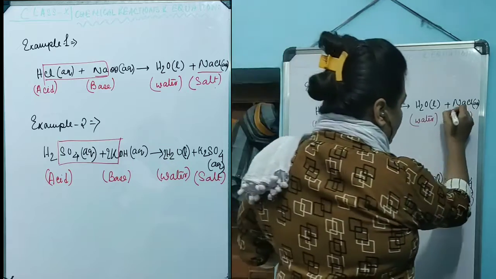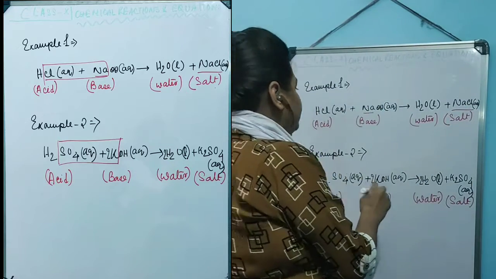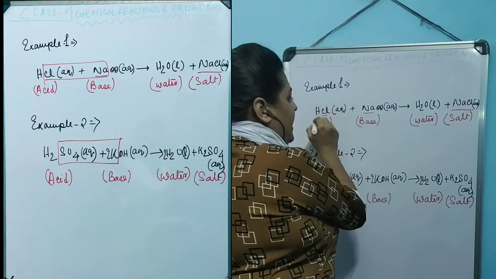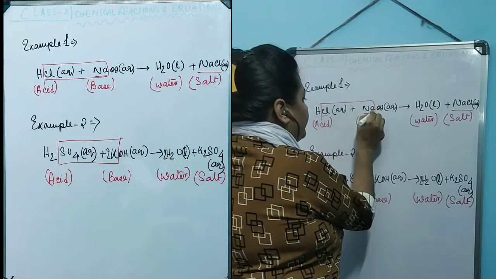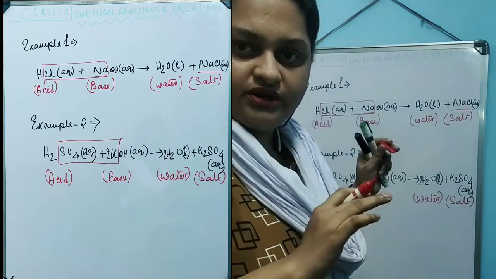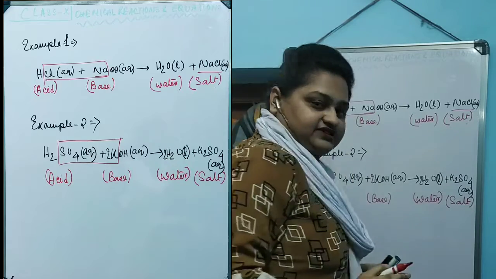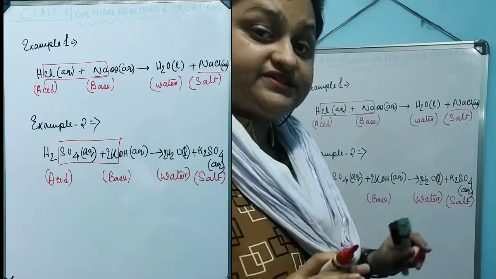Now how is this salt being formed? The Na from this base and the chloride from this acid combine together to form the corresponding salt of this acid and base. Now let's look at the second example.